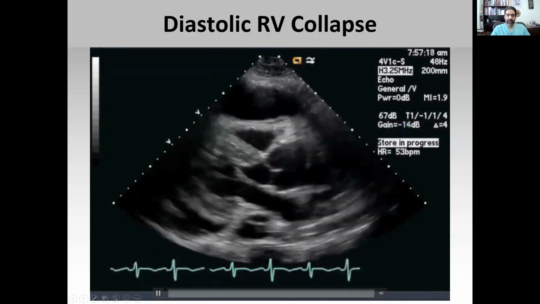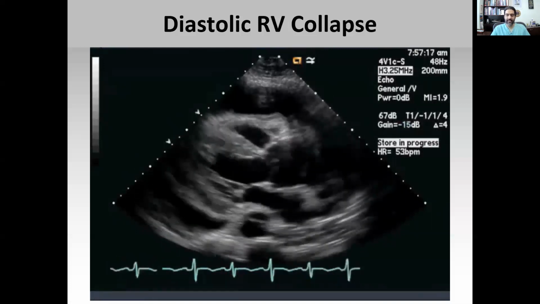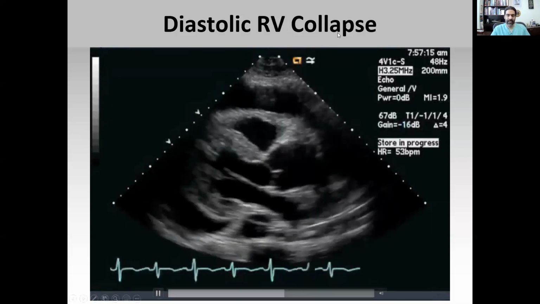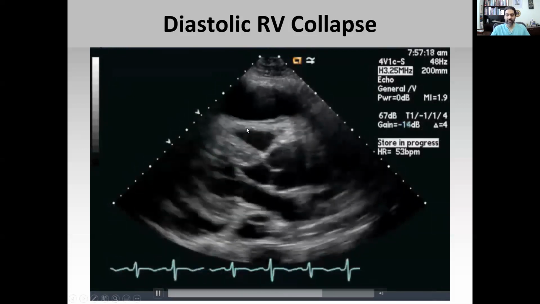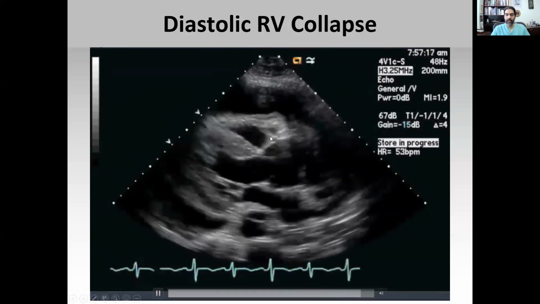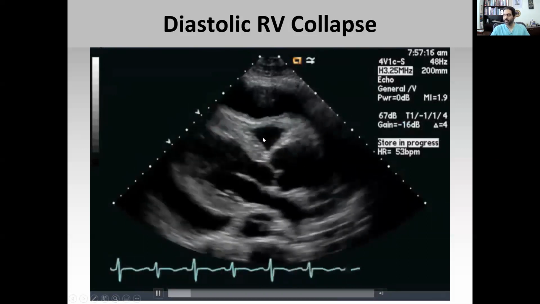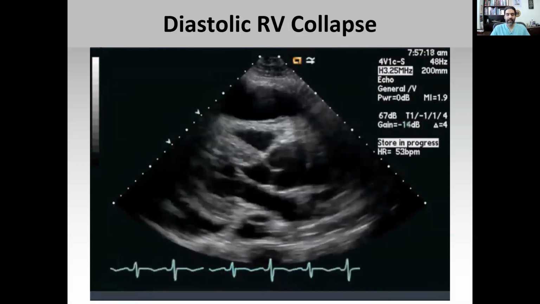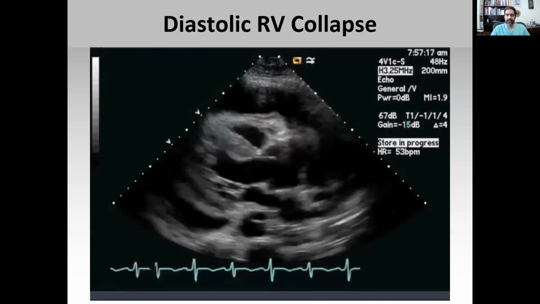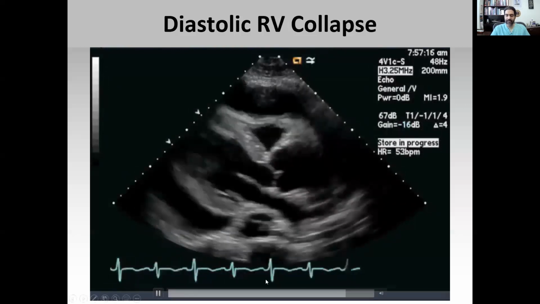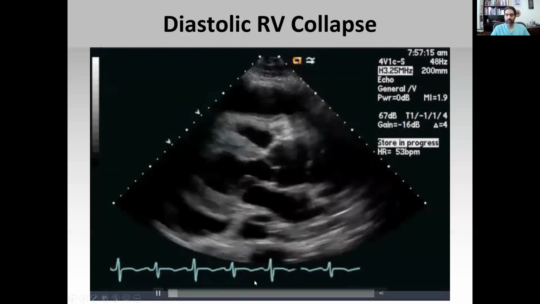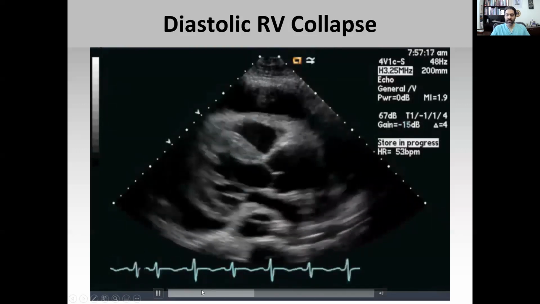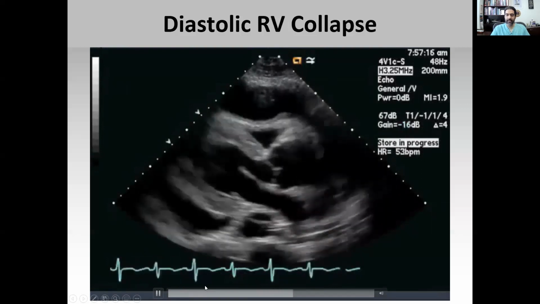Now, the question is, is this collapse occurring in systole, which would indicate just a hyperdynamic RV from volume depletion or something like that? Or is this collapse occurring in diastole, which would be suggestive of tamponade? So the best way to identify systole versus diastole on echo is to have an EKG tracing and to correlate what's going on with the heart with what's going on with the electrical activity. So is this collapse occurring during the T wave?